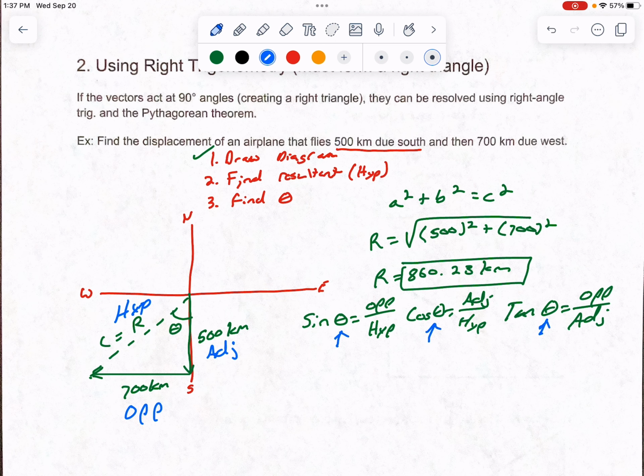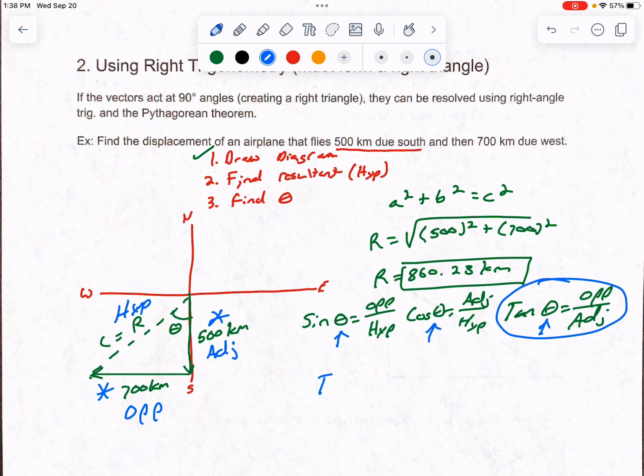Technically, now that we know the hypotenuse, you could use any one of these you want and find the angle. But my rule of thumb is I like to stick with what they gave me in the original problem, so the 500 and 700. Because if I messed up in the first part where I found the hypotenuse and I take that over into the next step, that creates a domino effect. So I'm going to stick with adjacent and opposite. I would look at which of these three has opposite and adjacent. Well, that's your tangent function.